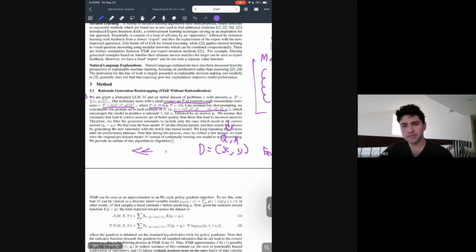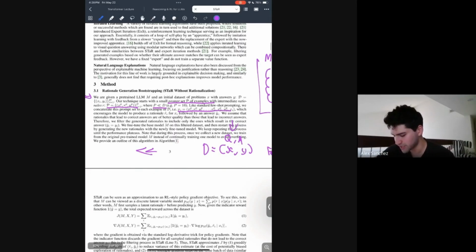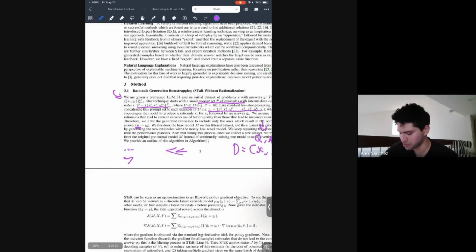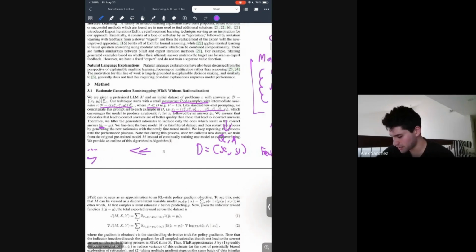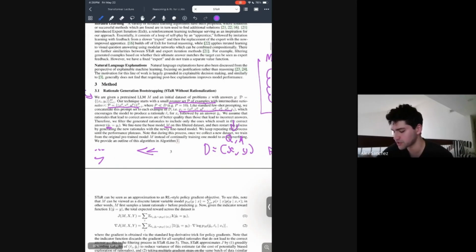And then using this, think about that as input to the model. We have our model predict Y hat, which is the predicted answer. In the Mary question, the answer was 7. We have our model try to predict that answer. Then we fine-tune the base model M on this filtered data set, and restart this process by generating new rationales with the newly fine-tuned model. They keep repeating this process until the performance plateaus.